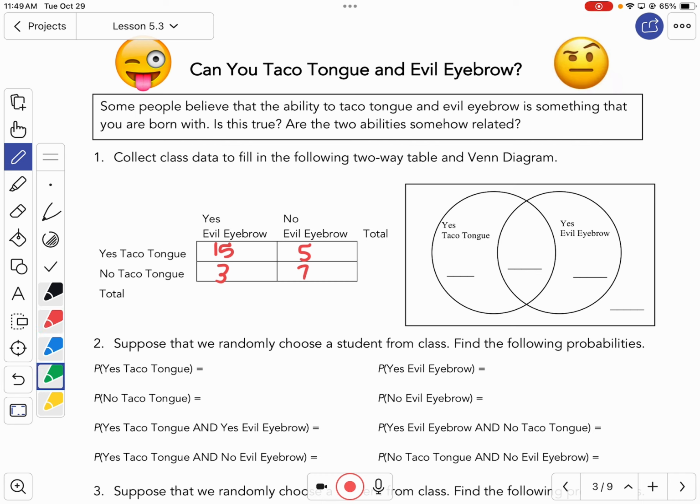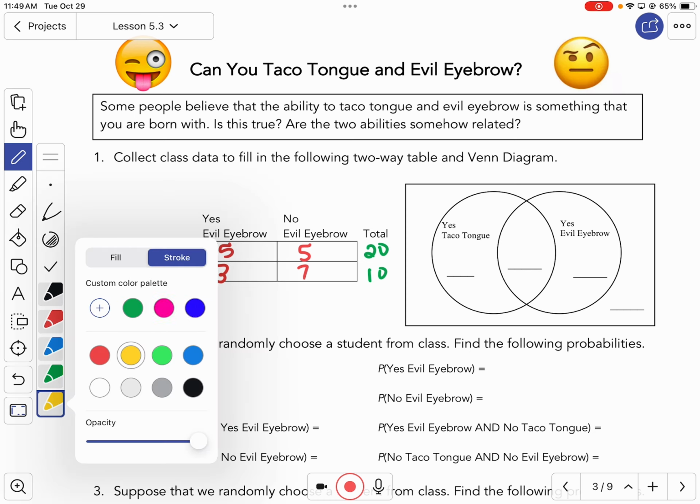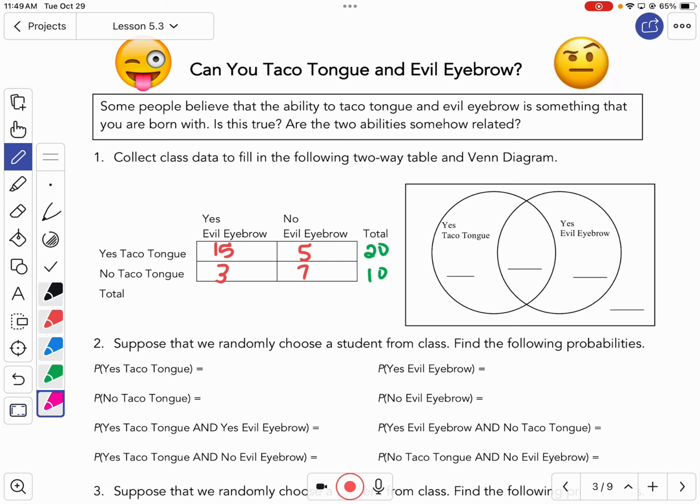So let's go across first. What's the total number of people who could do the taco tongue? 20. And the total who could not? 10. All right, and then let's go up and down and talk about the total who could do the eyebrow, 18, and the total who could not? 12. Okay, if I add those totals down and across, they should match. What do they match to be? 30. Okay, so that is a two-way table.